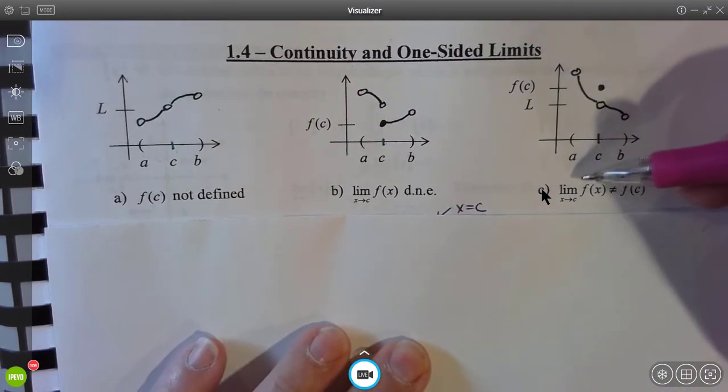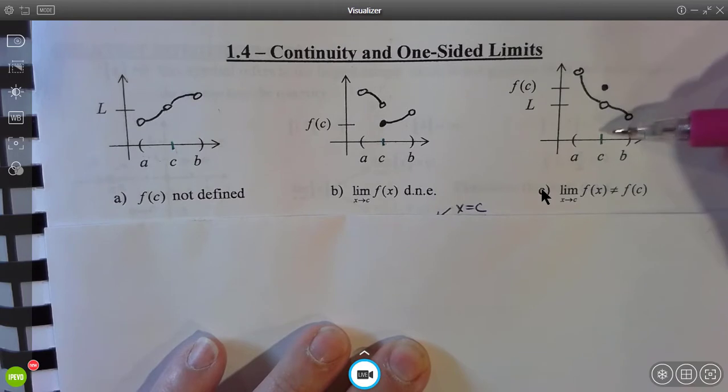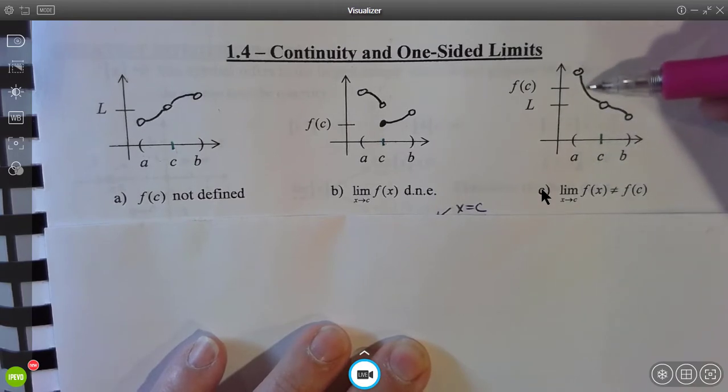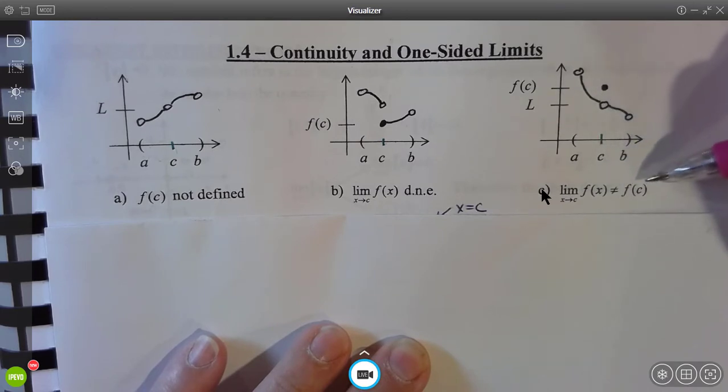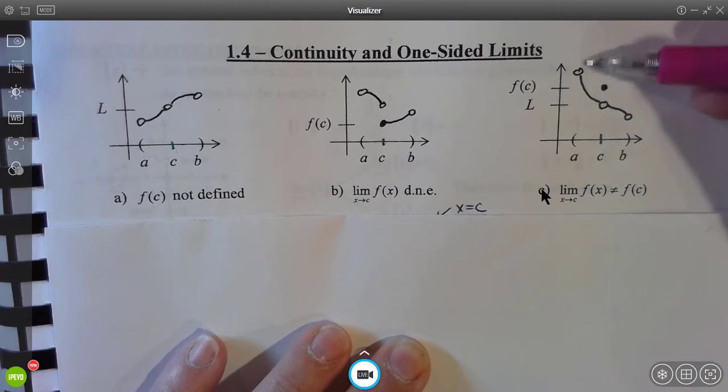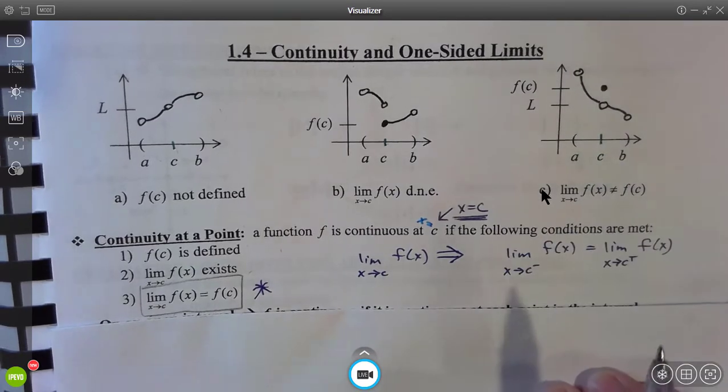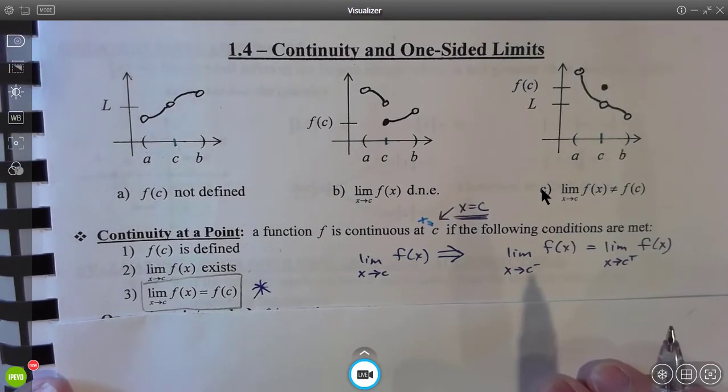And if I look at this one here, the limit as x goes to c clearly approaches this y value L, so the limit exists, but it is not equal to the y value when x is c. So the limit is not equal to f of c. So these define issues concerning continuity.